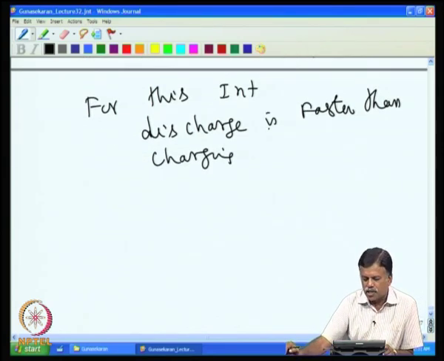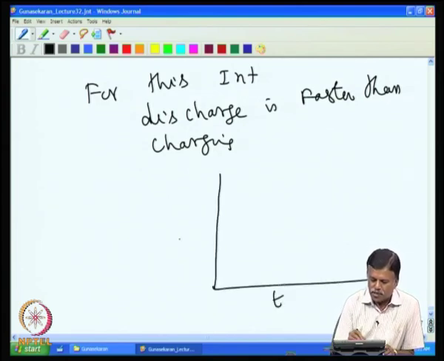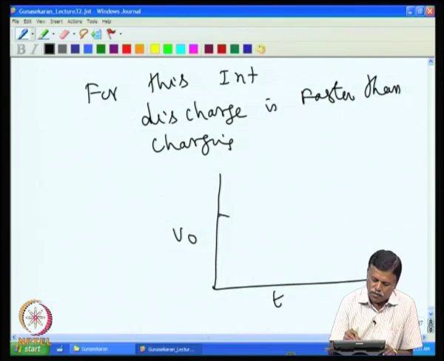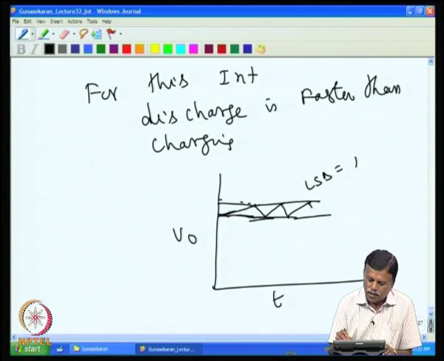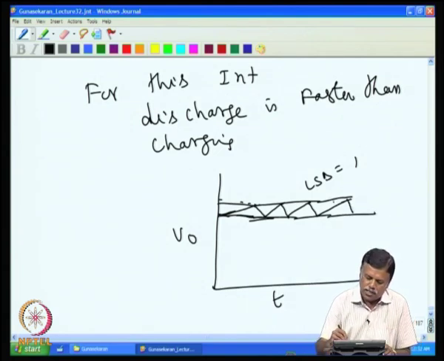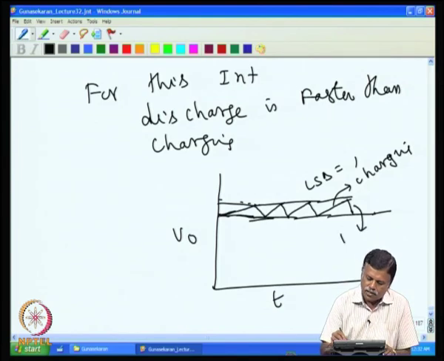So, you will get the integrator output like this. With a time versus V0 plot, you will see that the charging is very slow. You have the normal voltage here, the charging actually takes time, it goes up to 16 microvolt, then it discharges very rapidly to this point. This is LSP equal to 1, and then LSP is 0. So, charging is slowly rising up and discharge is very rapid. This is actually charging and this is actually discharging.